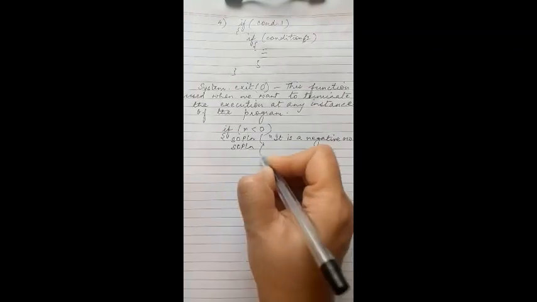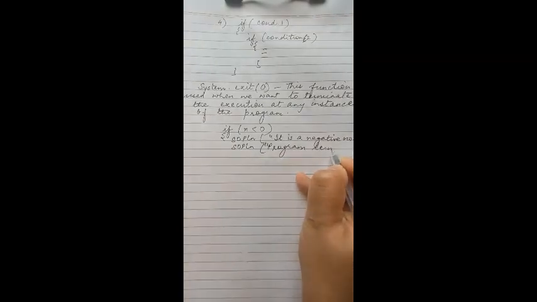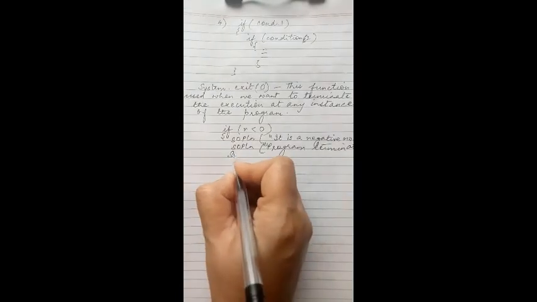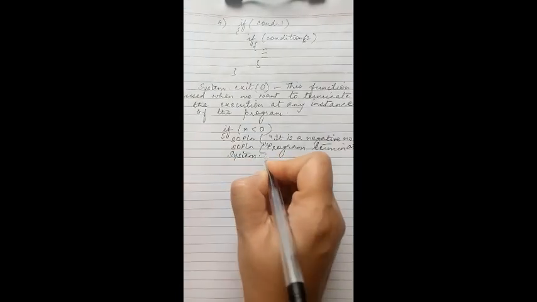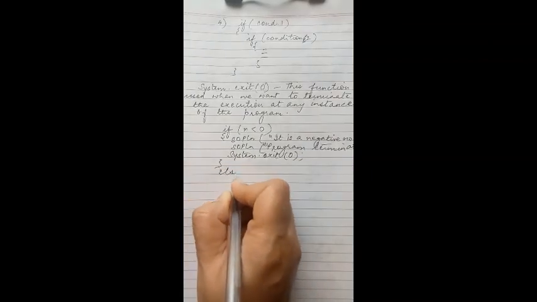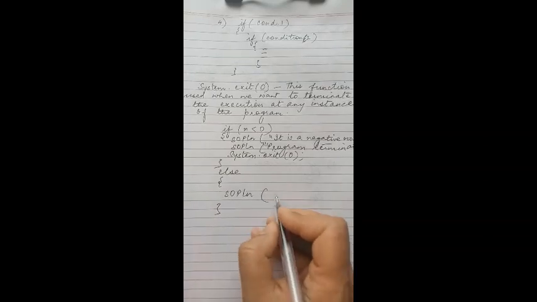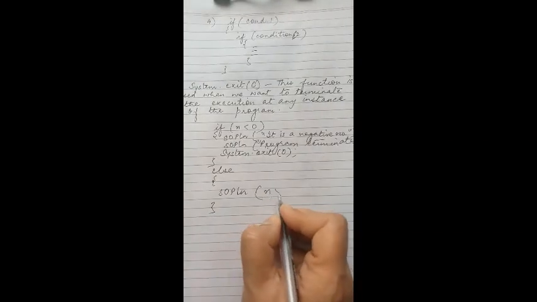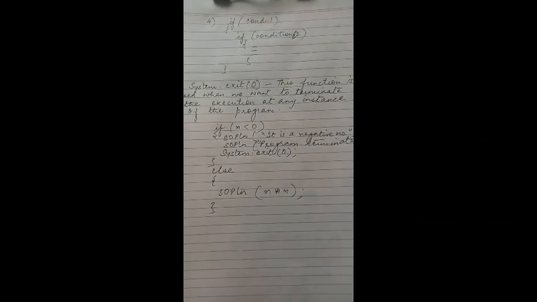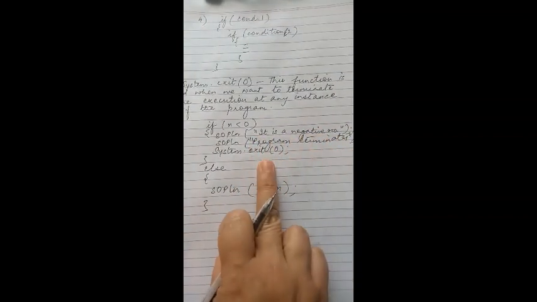SOPLN, program terminates. And then System.exit(0). Else, in the else part I am doing SOPLN print n into n. The square of the number is being printed. If it is a negative number, I am not printing the square. I am just printing this message and exiting from the program. Otherwise I am printing the square.